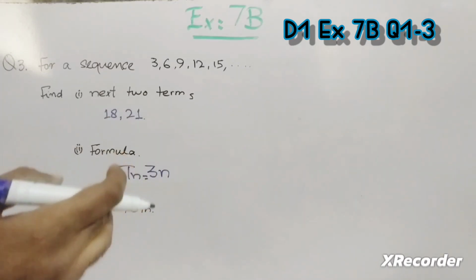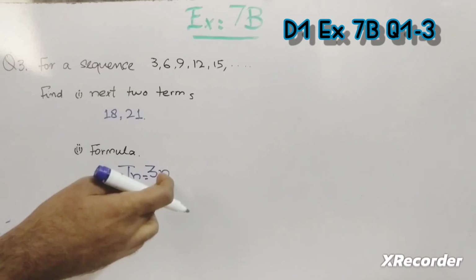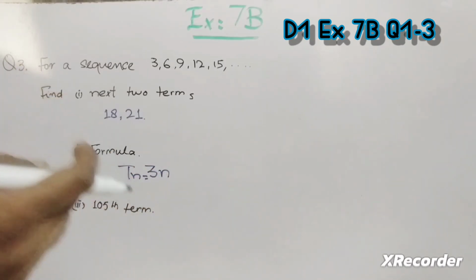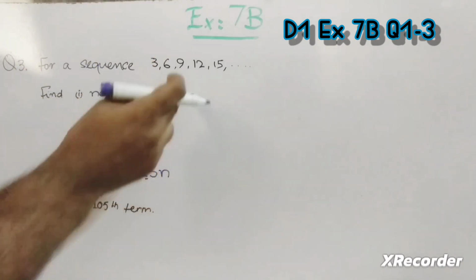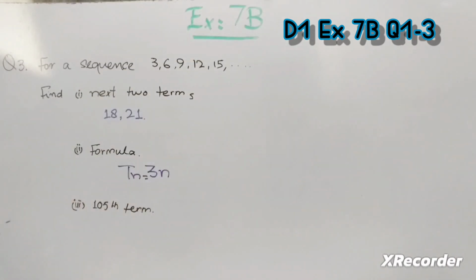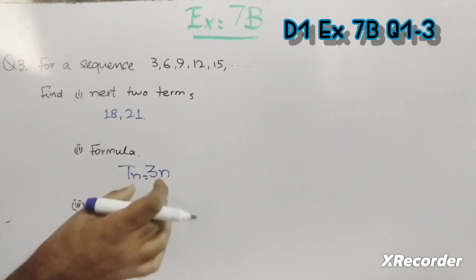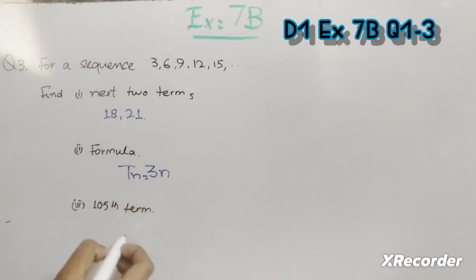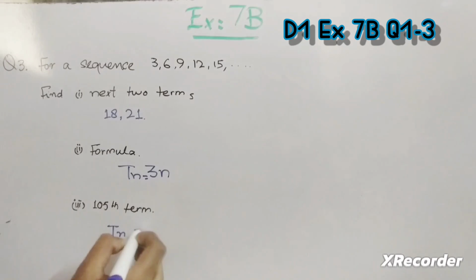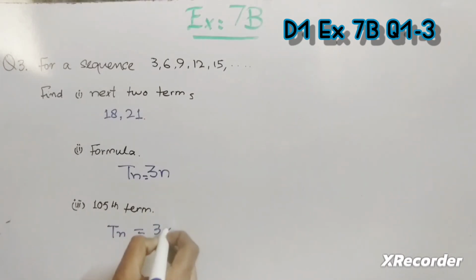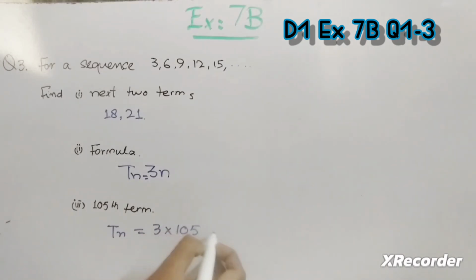For checking, first term we put 1 instead of n, so 3 times 1 is 3, 3 times 2 is 6, 3 times 3 is 9, 3 times 4 is 12. Now final part, 105th term of this sequence. So we put the value of 105 for n. 3 multiply with 105, what we get? 315. This is our required answer.